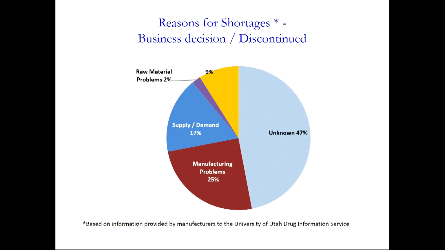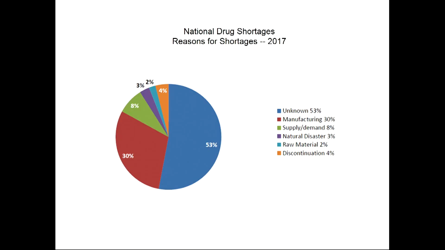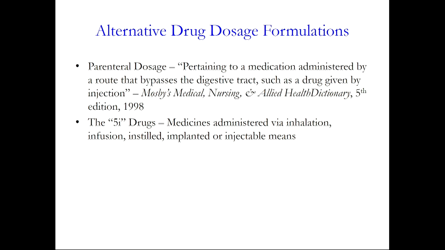What are the reasons for the shortages? Because manufacturers don't always provide information, often the reasons are unknown. And that happens for about half of them. This is as of 2011. And manufacturing problems about a quarter. If you update that to 2017, it's still about half of them are unknown, and manufacturing is still the second largest at 30%.